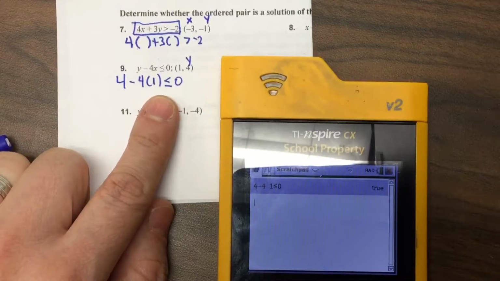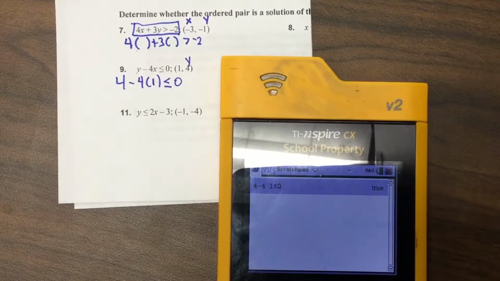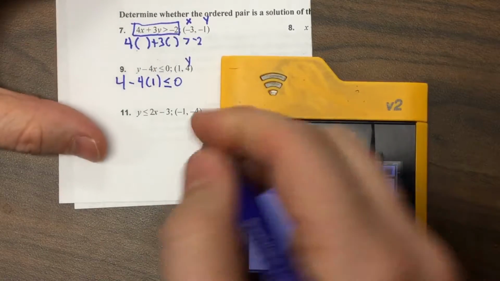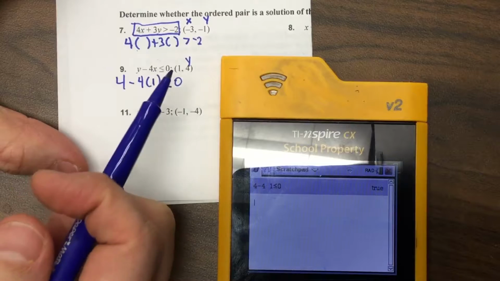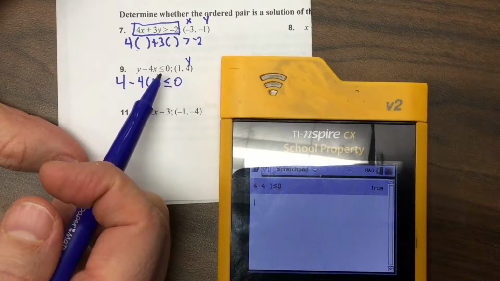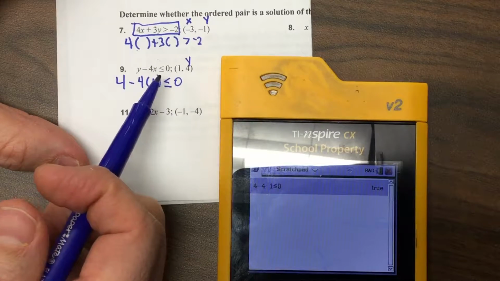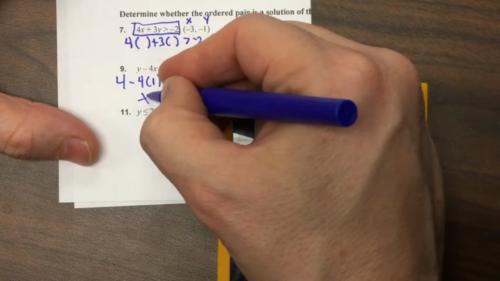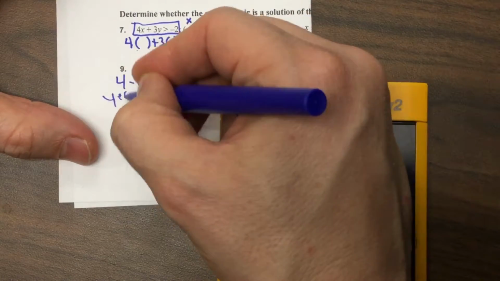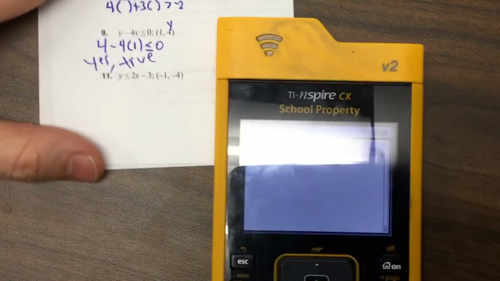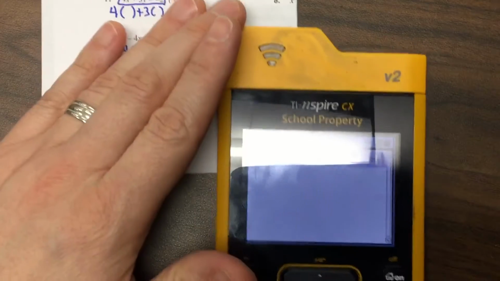That one came out as true, meaning that point does lie in the solution. It's either in the shaded area or it's on the line, in this case because of the equal sign. The line is part of your solution. So this is true. So you can say yes or true. Now number 11, I'm going to show you a different way you can do these same problems.